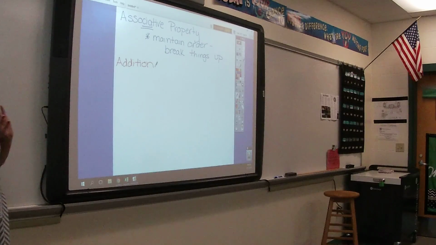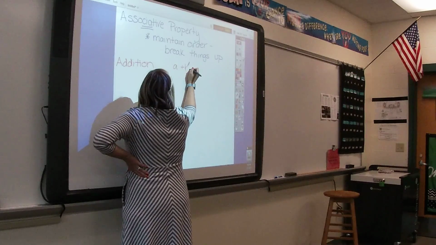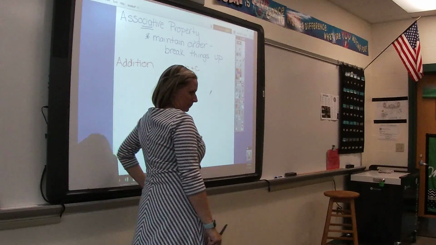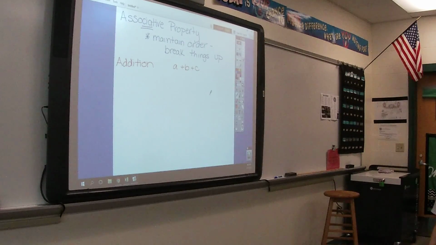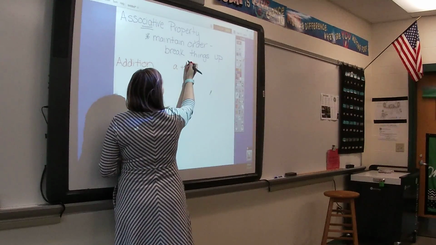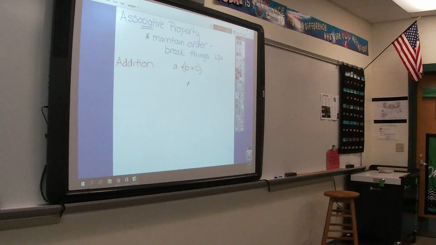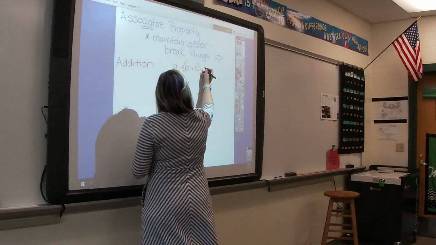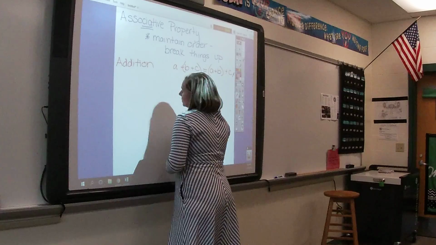Okay, so this says if I have something like A plus B plus C. If you want to add together three things, I think the majority of us would add a couple at a time and then add the third one. So this says you can add (A plus B) plus C, or it's the same thing as adding A plus (B plus C).